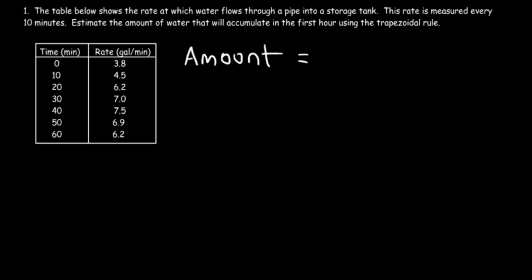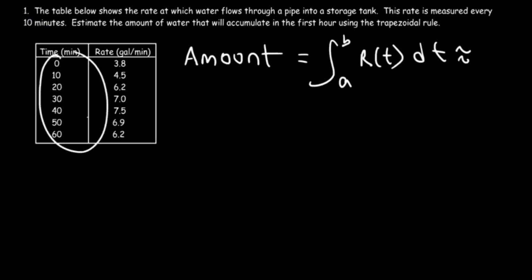If you wish to evaluate the definite integral or find the area under the curve, let's work on this word problem. The table below shows the rate at which water flows through a pipe into a storage tank. This rate is measured every 10 minutes. Estimate the amount of water that will accumulate in the first hour using the trapezoidal rule.